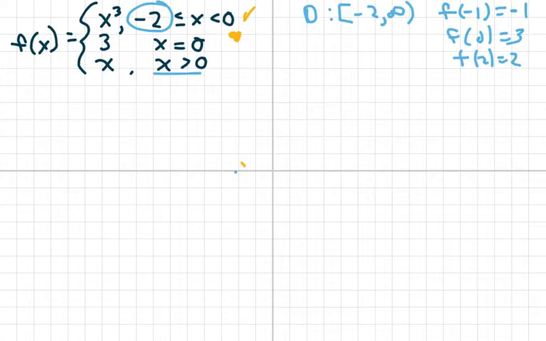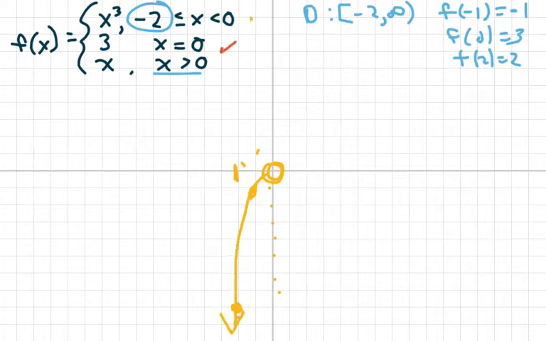-1 goes to 1. Wait, I messed up. Okay, so let's look. -2 goes to -8. Sorry about that. So let me go down: 1, 2, 3, 4, 5, 6, 7, 8. So it's right here. -1 goes to -1, and 0 is 0, but it's open because it can't equal it. So it's that portion of your cubic function.